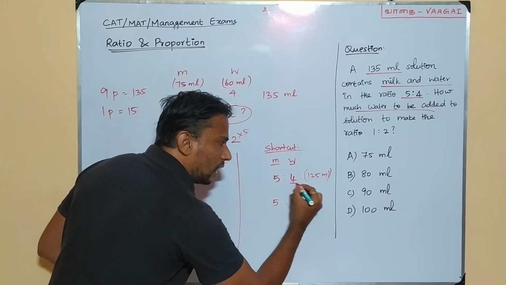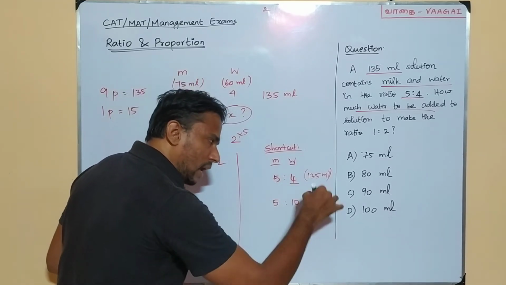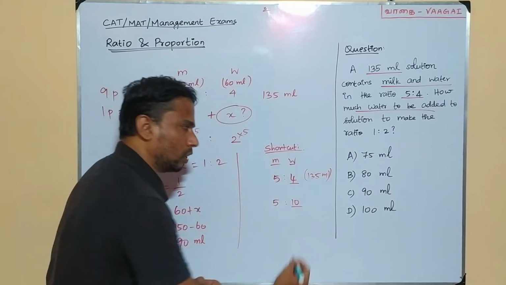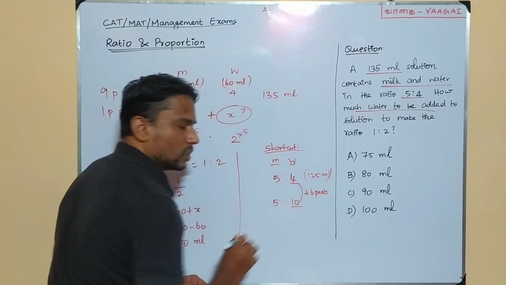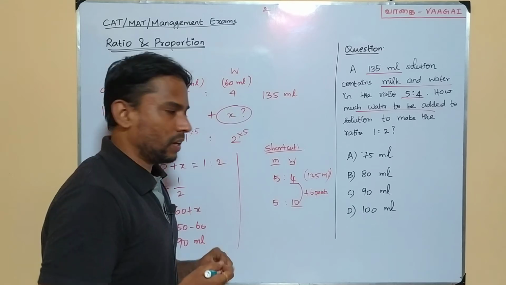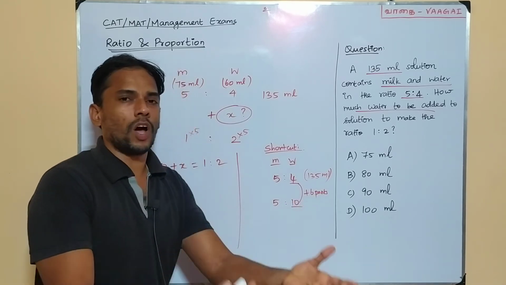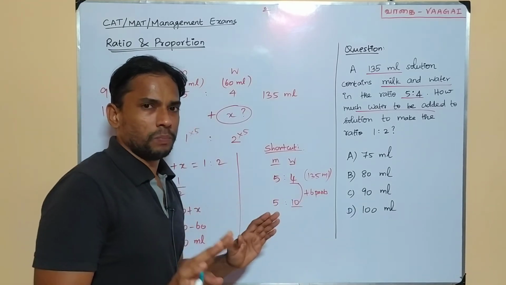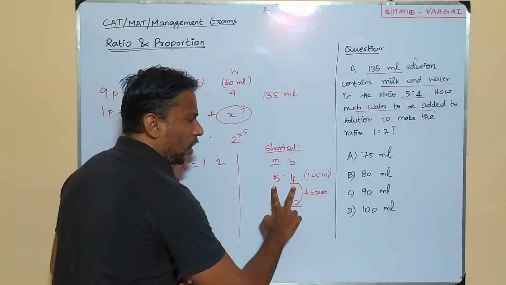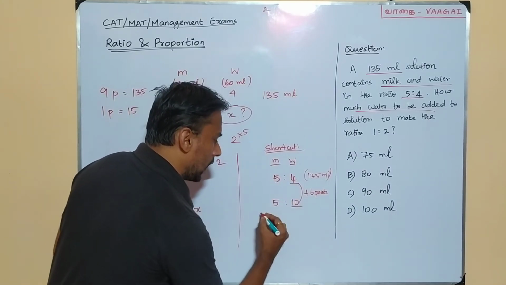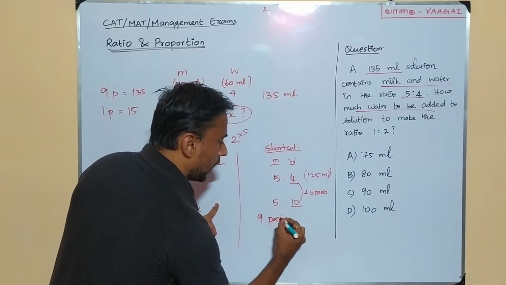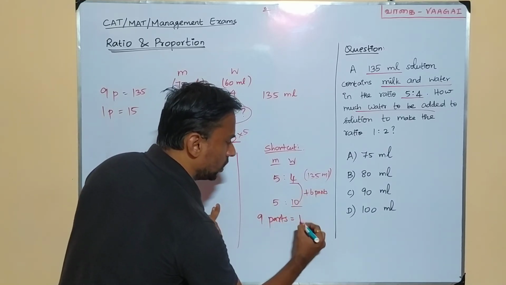Why? Because see here, it was already 4 parts. Now after adding, water has become 10 parts. So that means an extra 6 parts of water is added. Is the point clear? 6 parts of water is added. That 6 parts is how much? This is my question. Very simple. So initially how many parts did we have? Initially we had 5 plus 4, 9 parts. So that 9 parts is equal to this 135 ml.